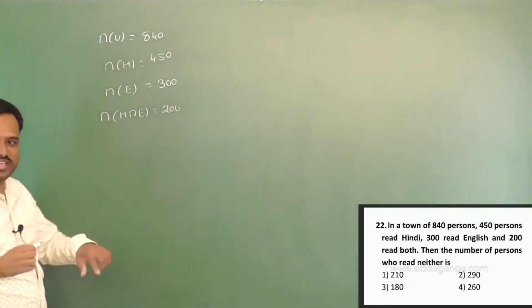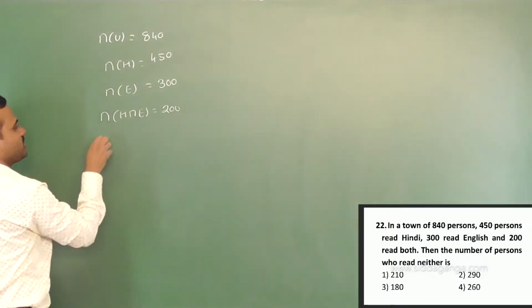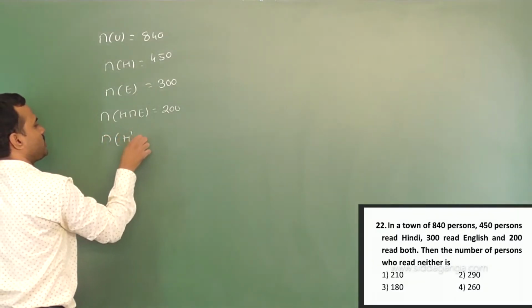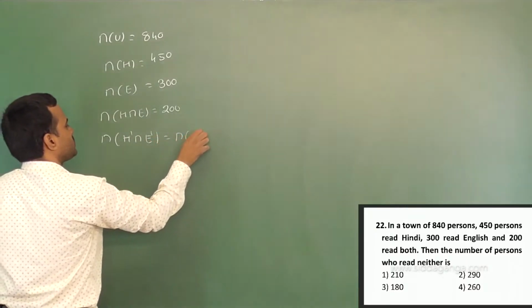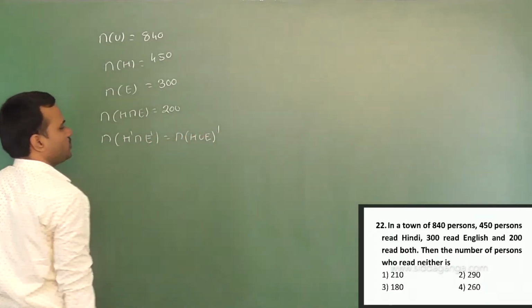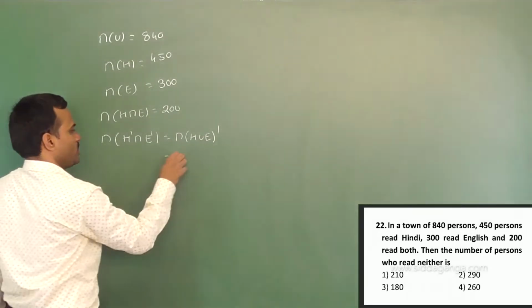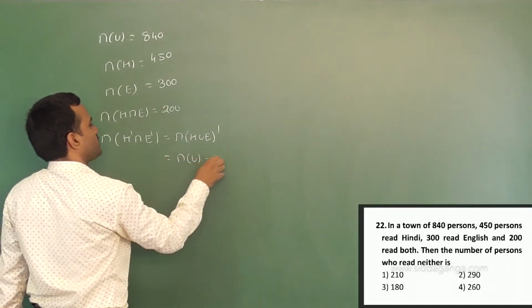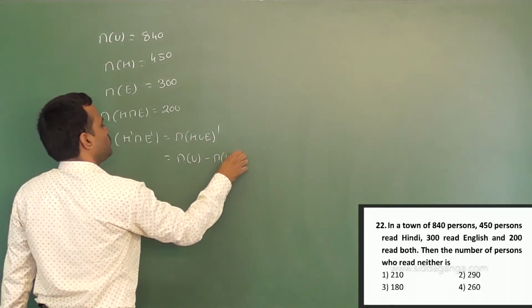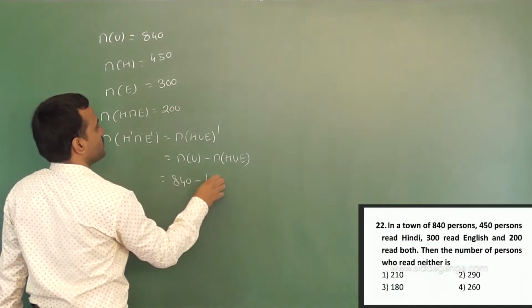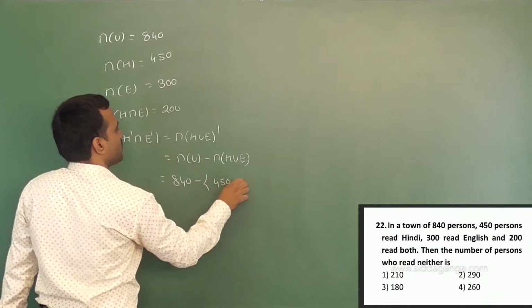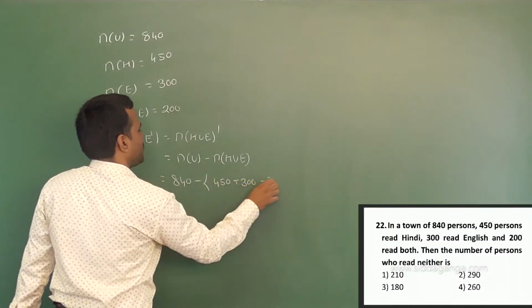He asks for neither Hindi nor English, which means n of H dash intersection E dash. So we can solve this using De Morgan's law. According to De Morgan's law, (H union E) whole dash is n of U minus n of (H union E). n of U is 840, minus (450 plus 300 minus 200).